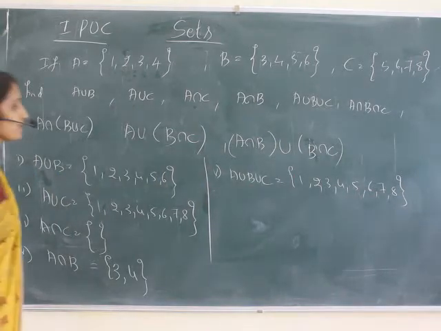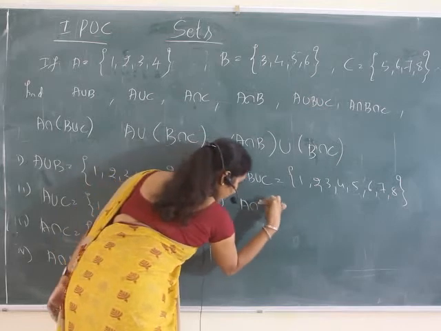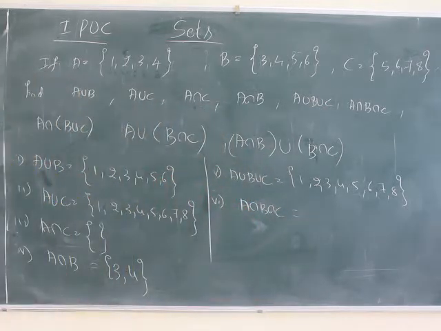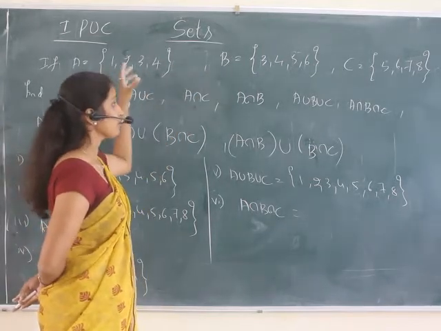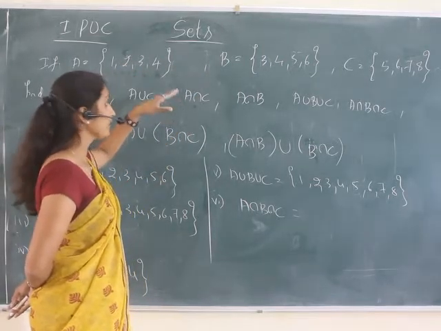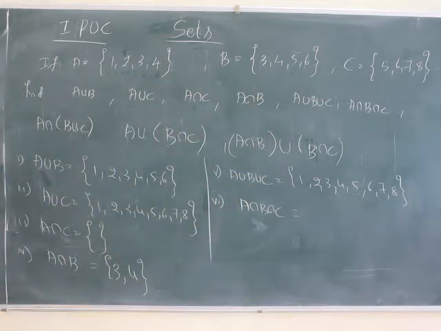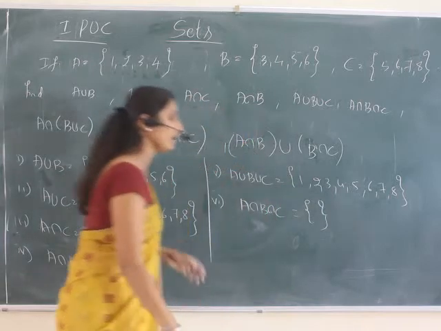Next is A intersection B intersection C. That means the intersection between A, B and C, the common elements in all of these. A and B have two common elements, but we need an element that is in all the sets A, B, C. There is no element which belongs to all the sets A, B and C. Therefore, it will be an empty set.